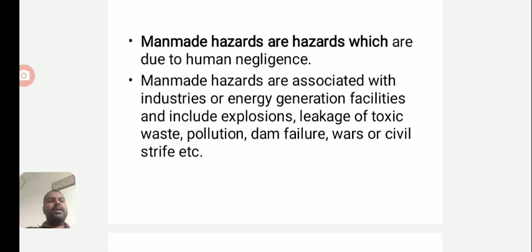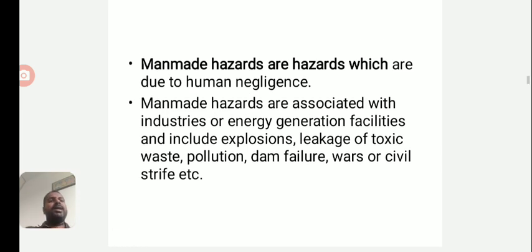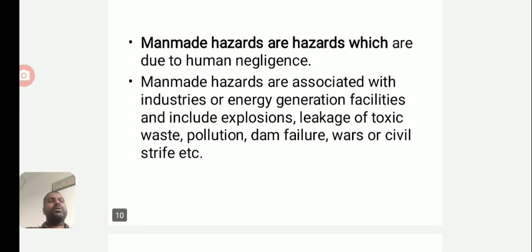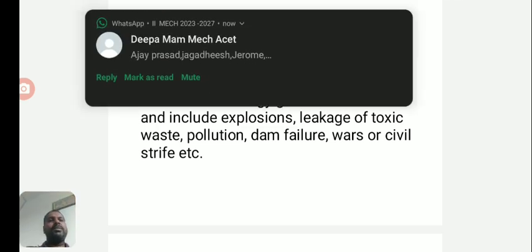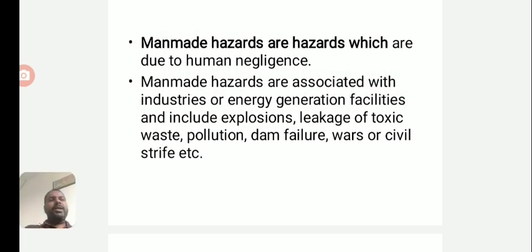The next thing, the man-made hazards: industry pollution, vehicle pollution, and home appliance pollution are called man-made hazards. Those hazards which occur only due to human activity are called man-made hazards.